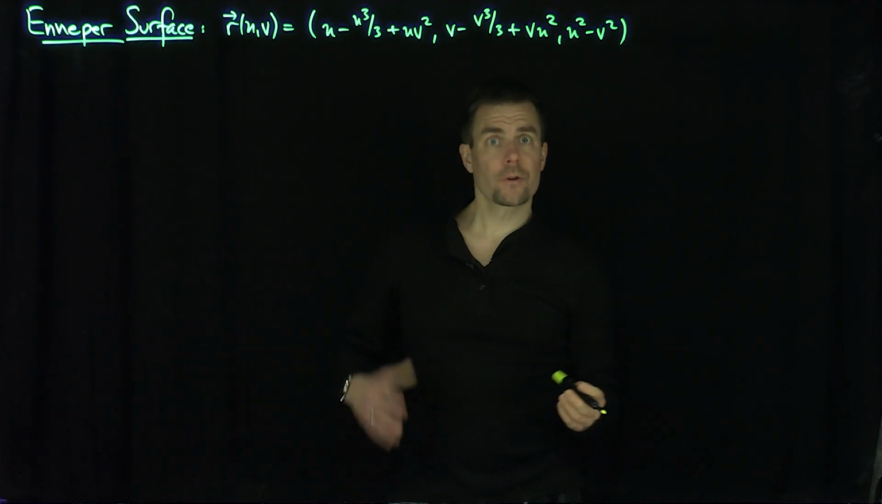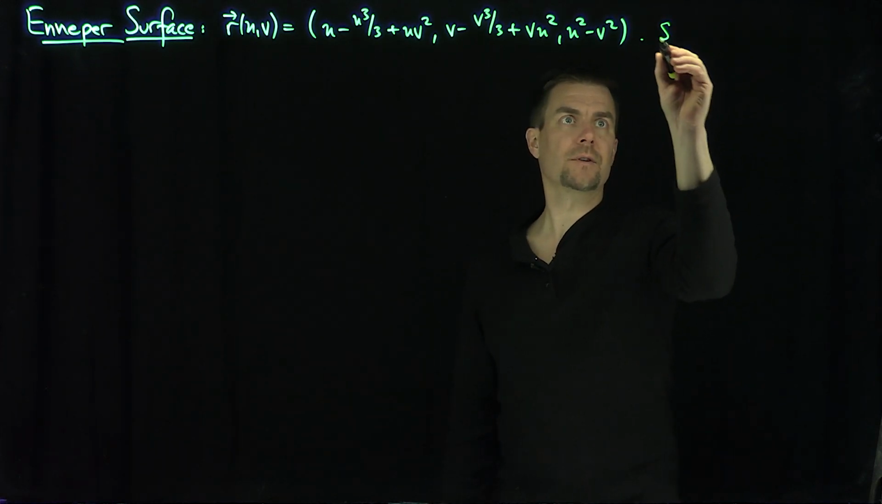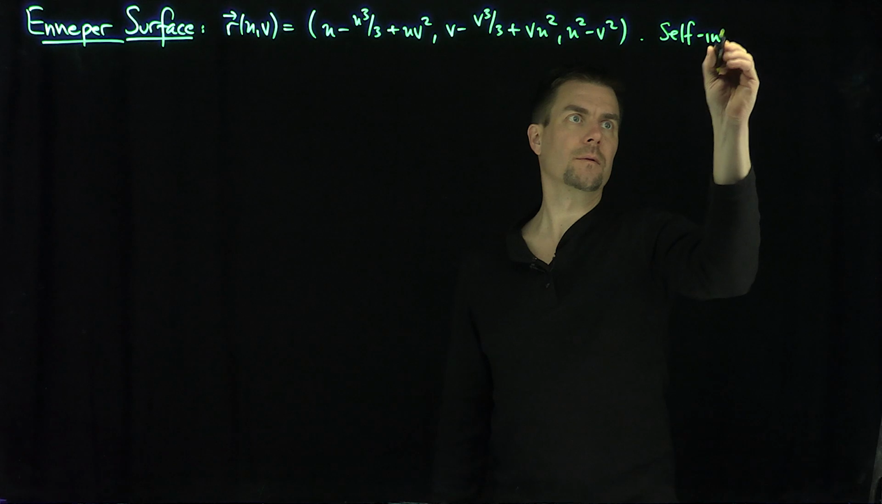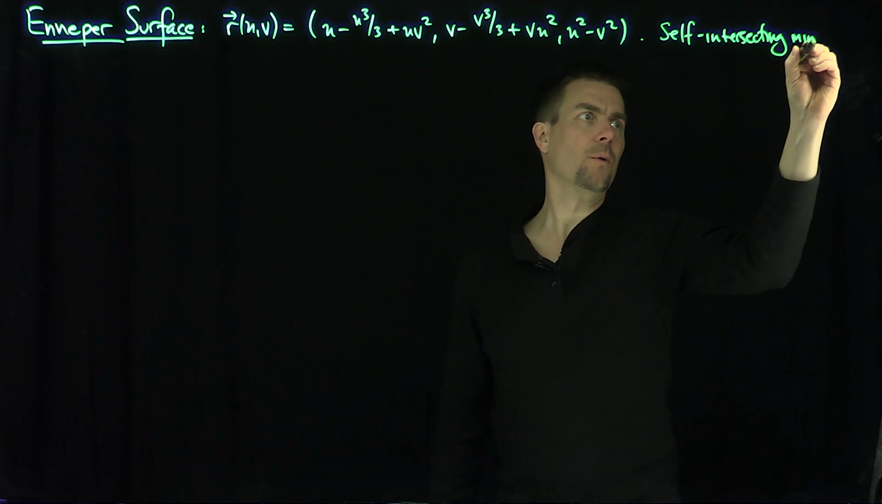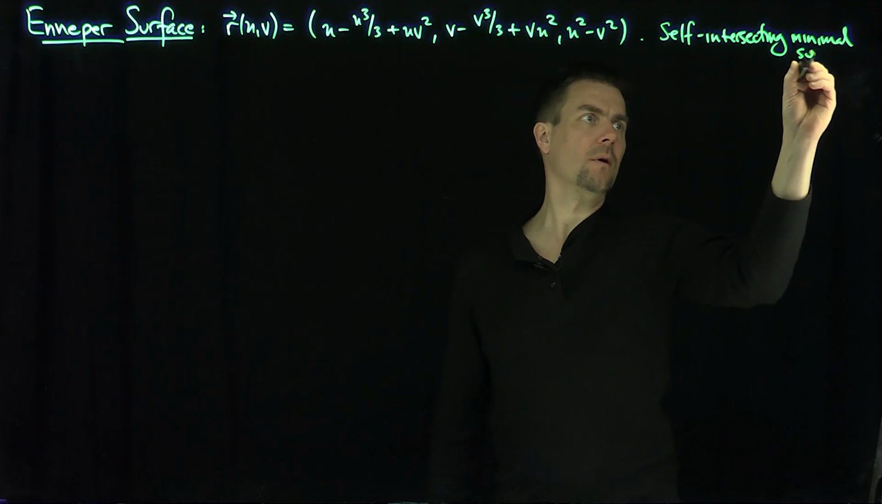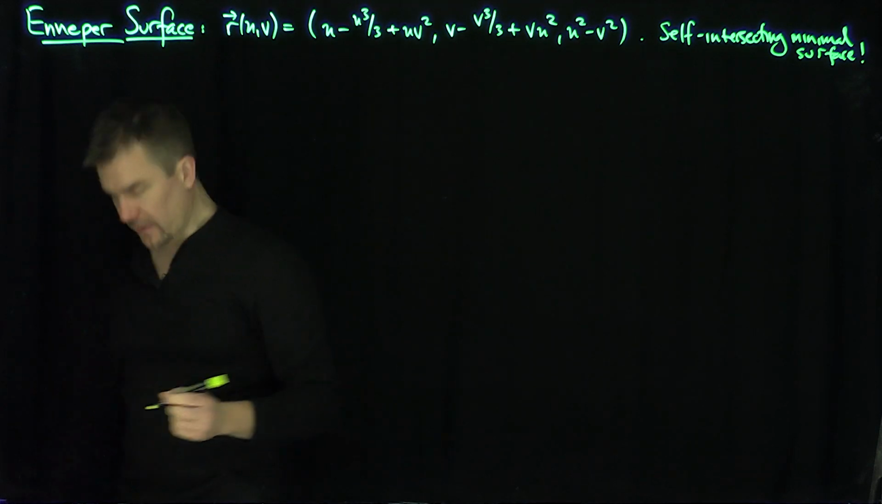So let's start out by finding the first fundamental form, right? In other words, this is a self-intersecting minimal surface, and we're going to prove it's a minimal surface. Great. All right, so let's find the first fundamental form.